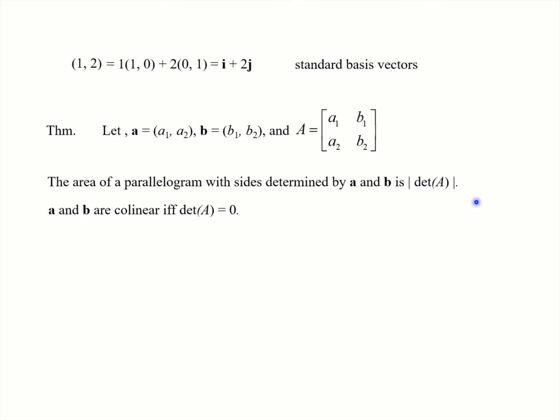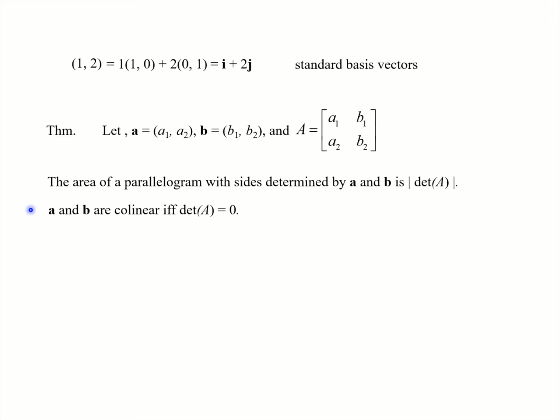So, I mean, it's not like we want to go, hey, let's find the area of a parallelogram. That sounds fun. But this is what's important. A and B are collinear if and only if the determinant is 0. Because if the area of that parallelogram is 0, it means it's a collapsed parallelogram, which means A and B lie on the same line.